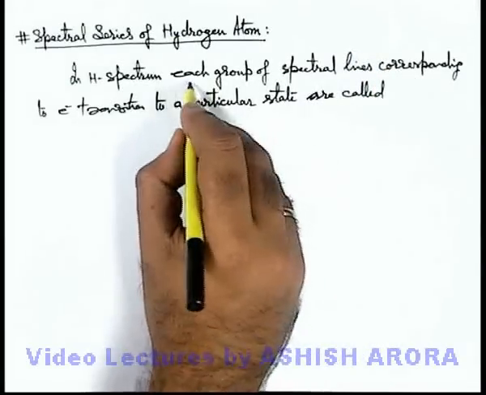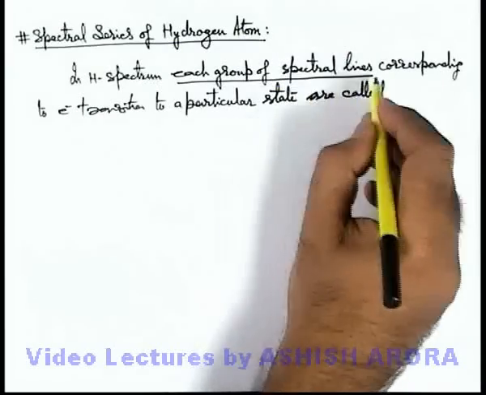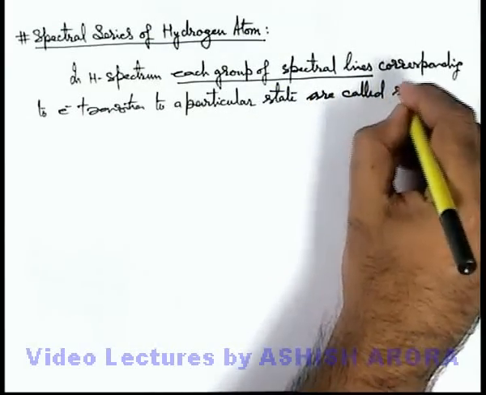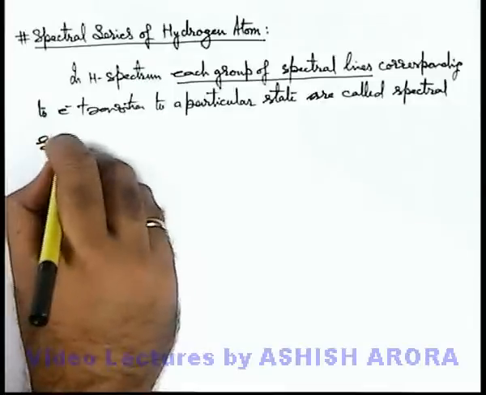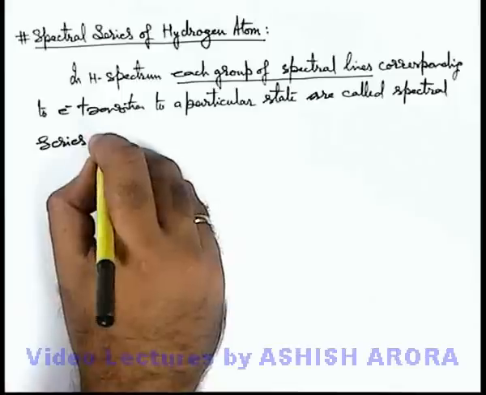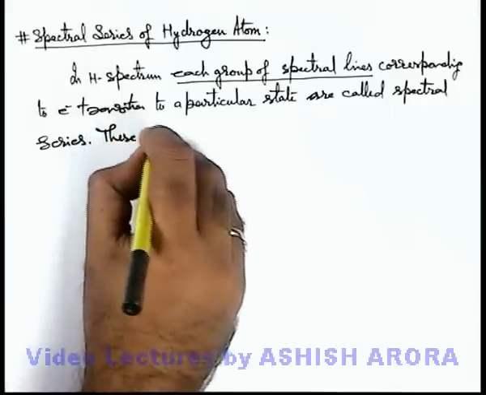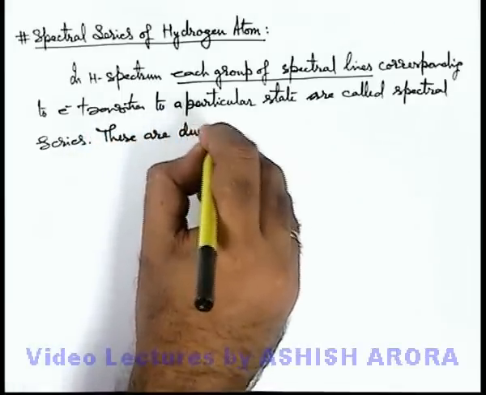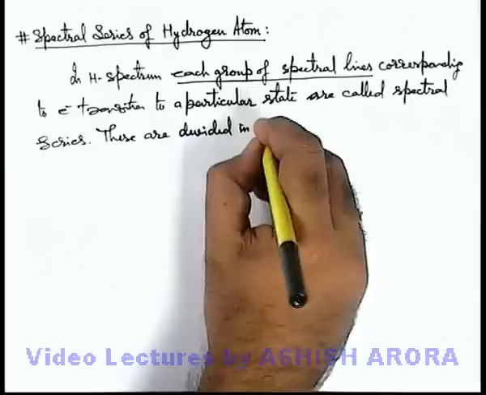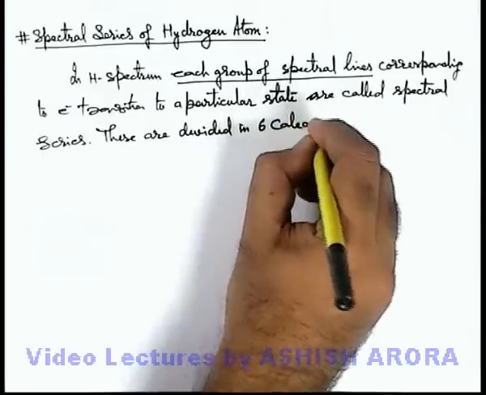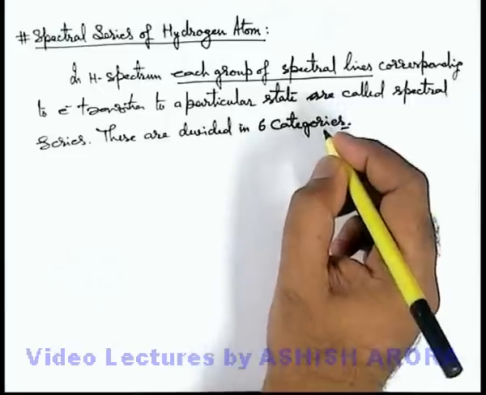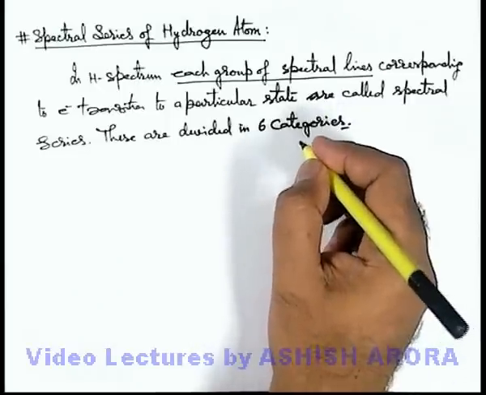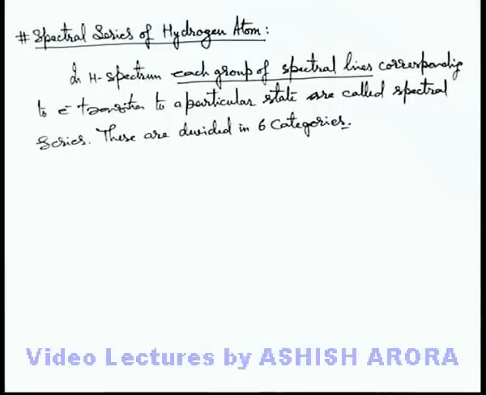here we are talking about each group of spectral lines. The group of spectral lines are called spectral series, and these are divided in 6 categories. And these categories we will discuss with the help of the energy level diagram of hydrogen atom.